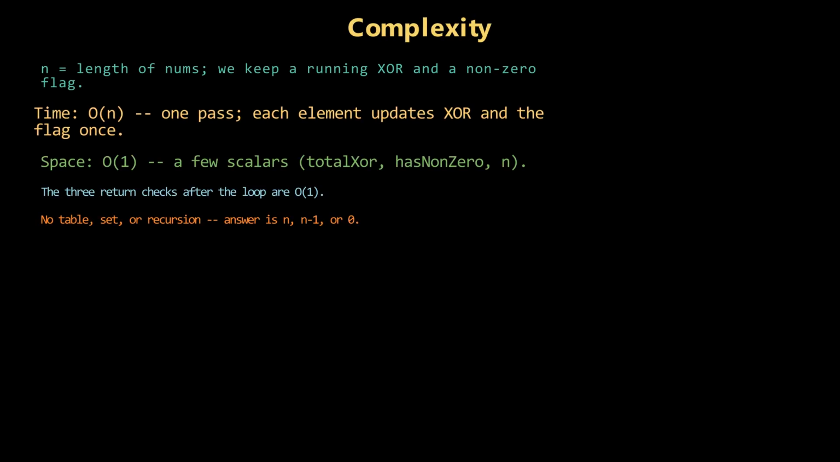Let n be the length of nums. Time is O(n): one linear pass updates the total XOR and the non-zero flag. The three constant time checks after the loop do not change the order. Space is O(1): only a few scalars for the XOR total, the flag, and the length.